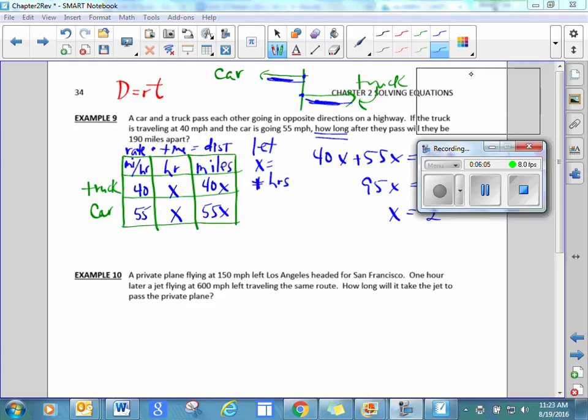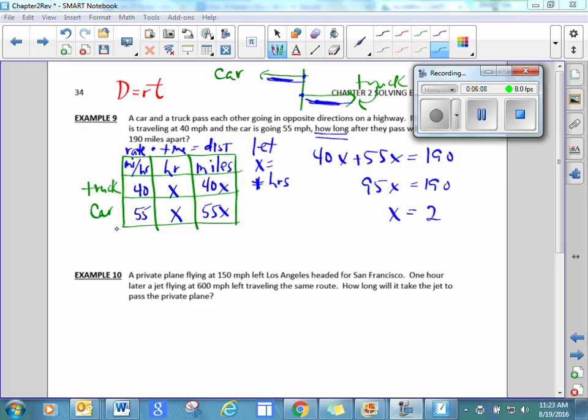So we're going to set up our chart. We've got the car and the truck. Our rate is going to go in this column, and it's miles per hour, and that's straightforward. The truck's going 40 miles per hour, the car 55. Rate times time. This column is going to be how many hours they're traveling. So we don't know that, but it's going to be the same for both, because once they're 190 miles apart, that we're going to stop this problem, and they've both been gone for the same amount of time. They've just covered different distances.